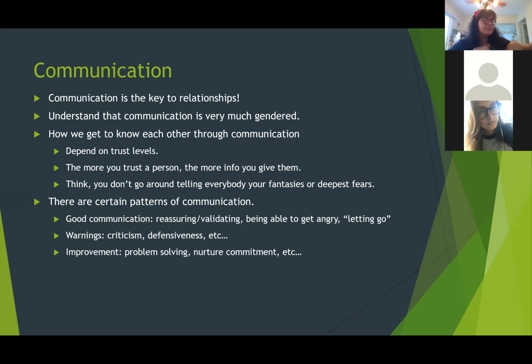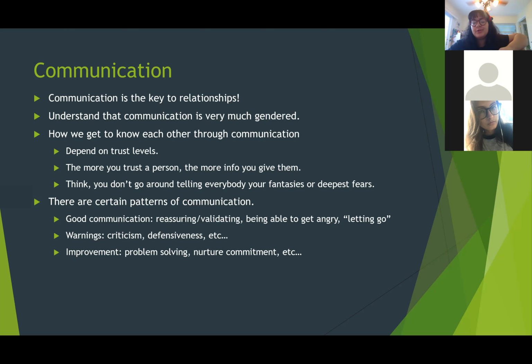So warnings in communication patterns include excessive criticism. There's a difference between constructive criticism and excessive criticism. Another good example of this is defensiveness. Defensiveness is when somebody tells you, oh, I really like that bandana on you, and you respond, why do you like that? What if it was a hat? And that type of situation.